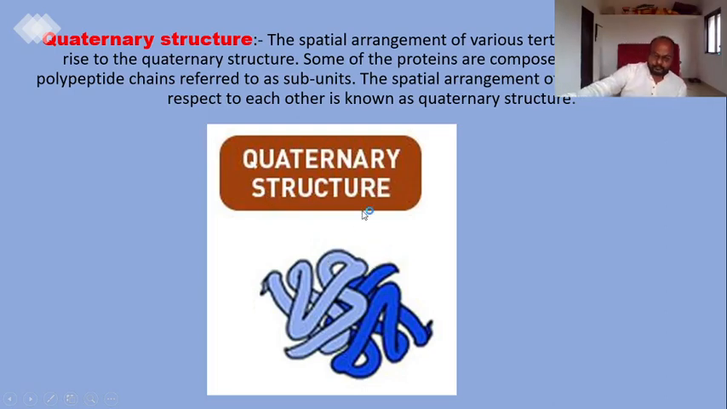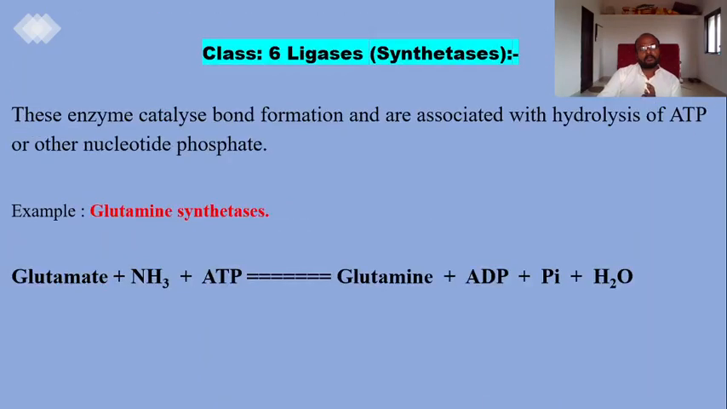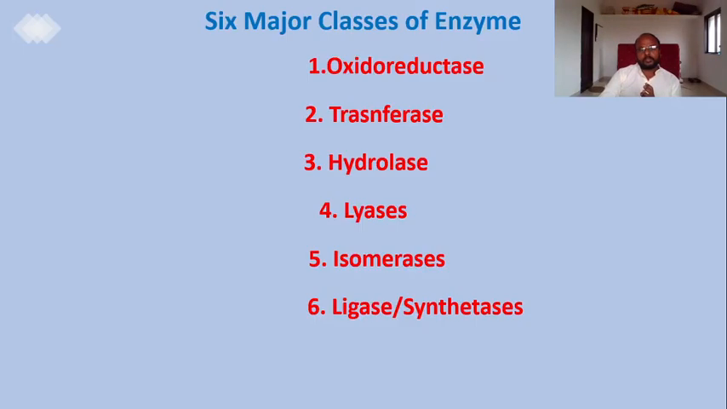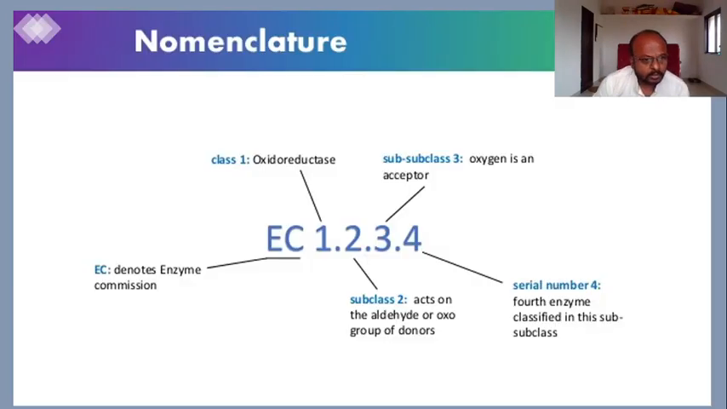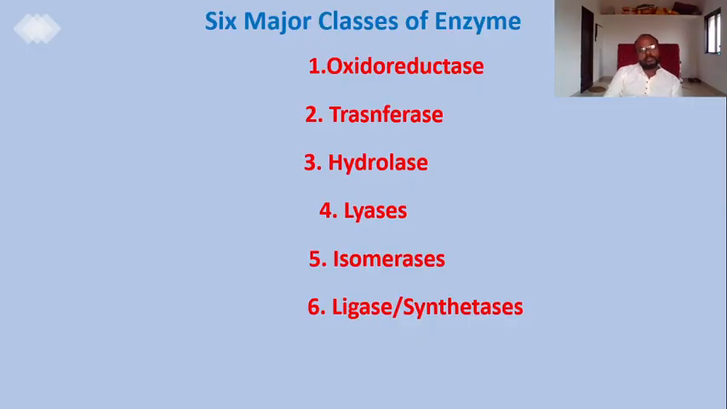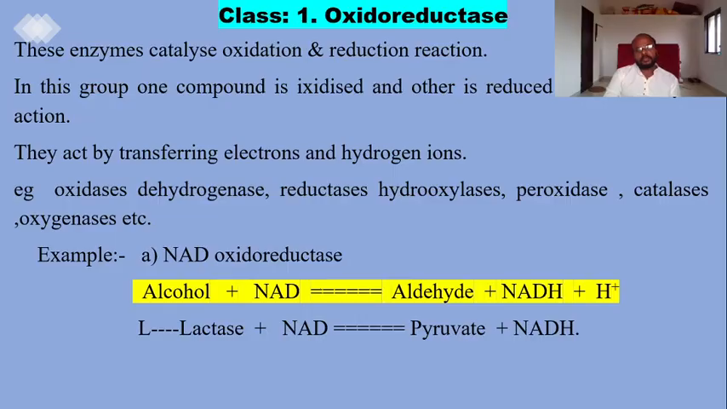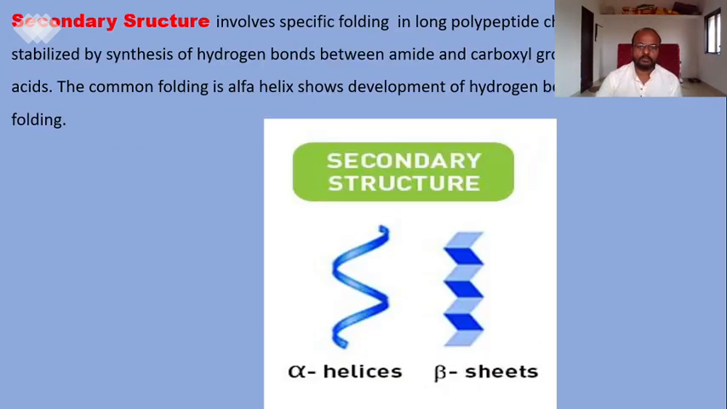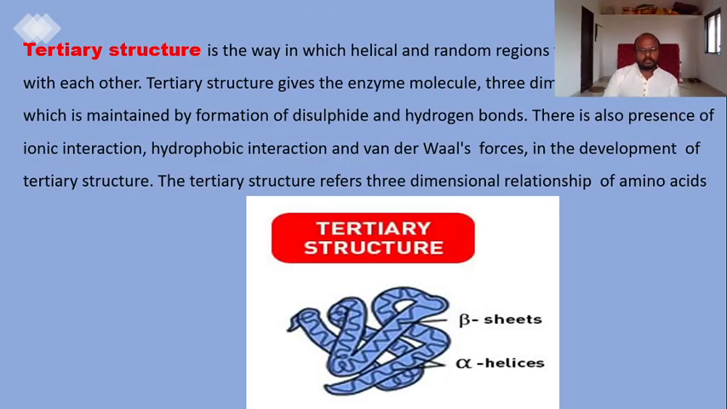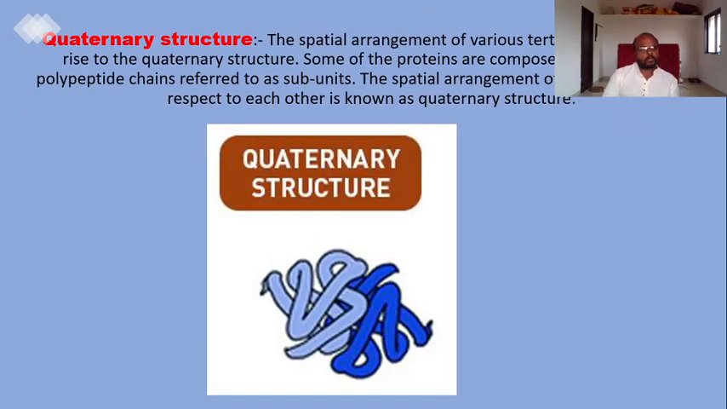So here in this lecture we have discussed what is meant by an enzyme, then the different nomenclature of the enzyme, the rules of nomenclature, classification, major classes, the enzyme code, that is a 4-digit code, the 6 major classes of the enzyme, and the properties of the structure of the enzyme, that is the primary structure, secondary structure, tertiary structure, and quaternary structure.